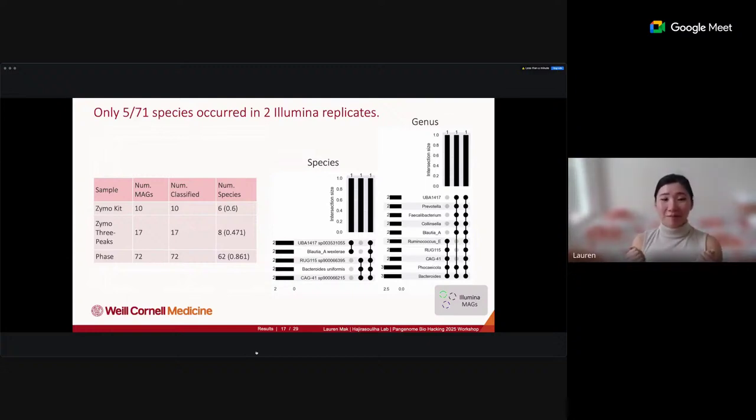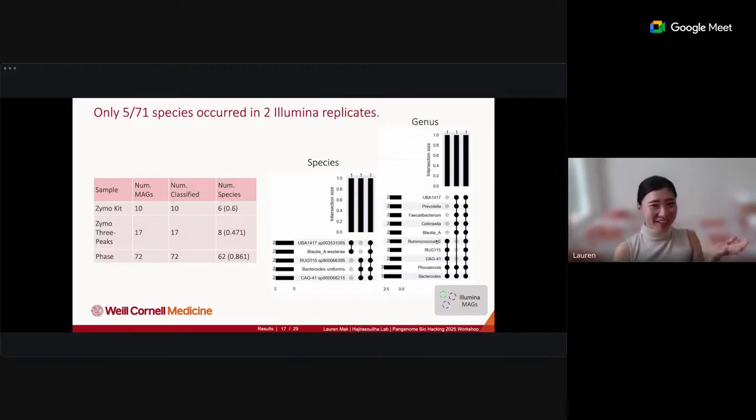However, a lot of the not as high quality material can just be an artifact of the analysis process. And the other takeaway is that you need more corroboration by other sequencing technologies or other additional sequencing experiments. Species occurred in 2 Illumina replicates. This is the 71 MAGs that were classified at the species level. And the takeaway from all of this is that we need some more data, some more evidence to indicate that the other 60-something species actually do exist.